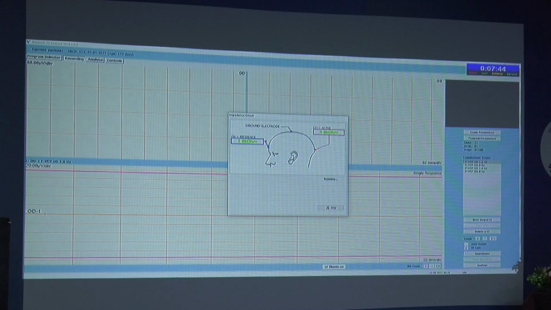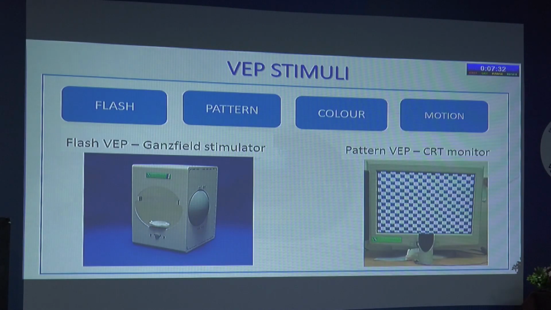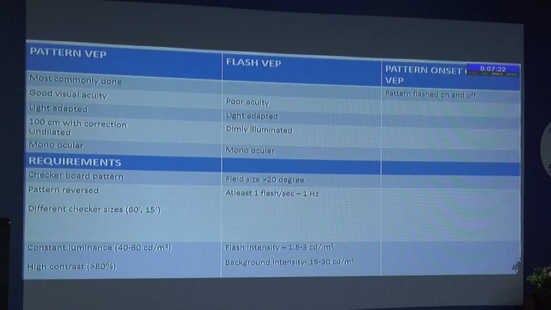This is how the machine output will show if the impedance of any of the electrodes is nearing 5, so we need to reattach the electrode. The stimulus used for VEP can be flash, pattern, color, or motion. For flash VEP, the Ganzfeld stimulator is used, and in pattern VEP, the CRT monitor is used.